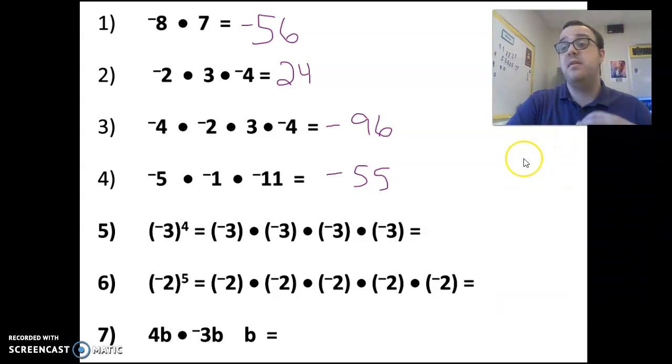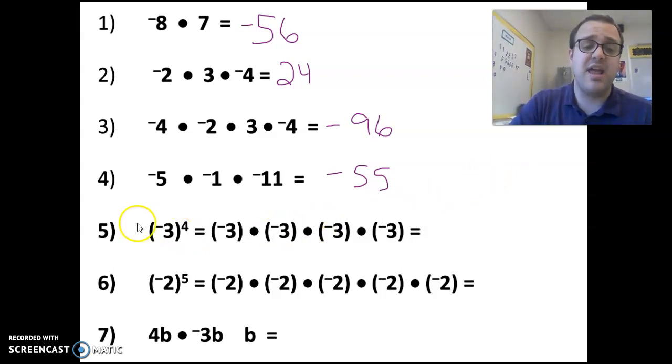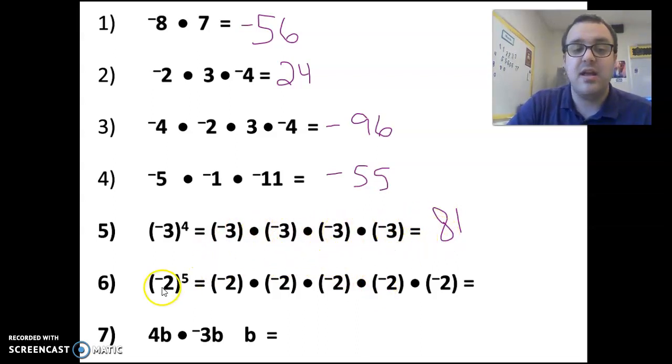Why is that the case? Because we're going to have an even number of negatives if it's a negative number going to that exponent, all right? So negative 3 to the 4th, negative 3 times negative 3 times negative 3 times negative 3 will be a positive 81. There's an even number of negatives, and 3 times 3 times 3 times 3 is 81. Negative 2 to the 5th, I know will be negative because it's to an odd power. So a negative number to an odd power has an odd number of negatives. In this case, 2 times 2 is 4, times 2 is 8, times 2 is 16, times 2 is negative 32.